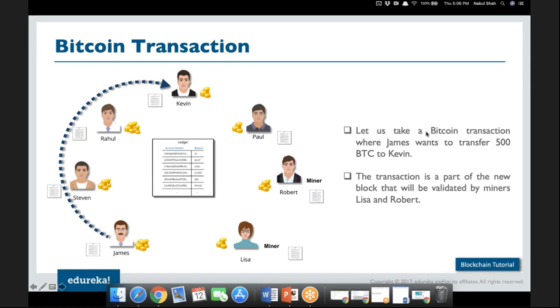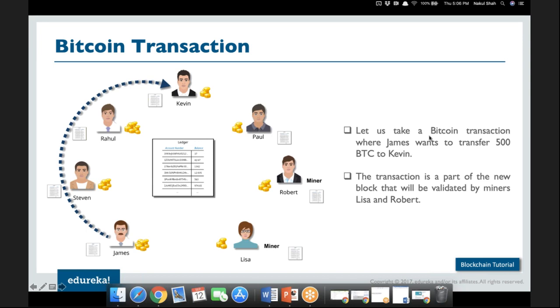Now we will start by understanding how these transactions take place within a Bitcoin blockchain network. So for this reason, we will make an assumption that there are 7 people. So we have these 7 people on our screen. We have Kevin, Paul, Robert, Lisa, James, Stephen, and Rahul. So these are the 7 people on the screen, each of whom have certain Bitcoins.